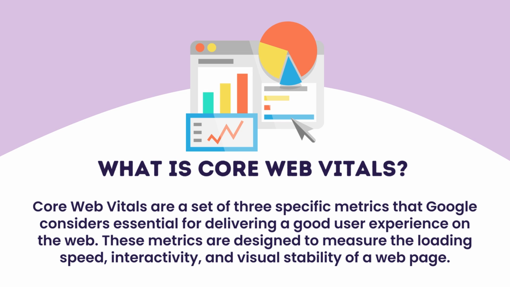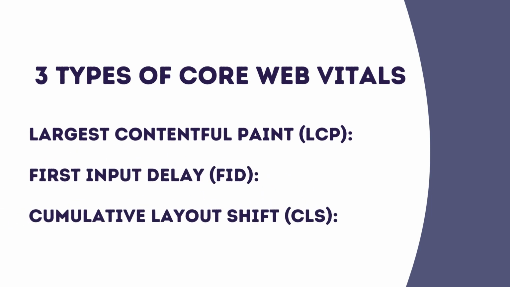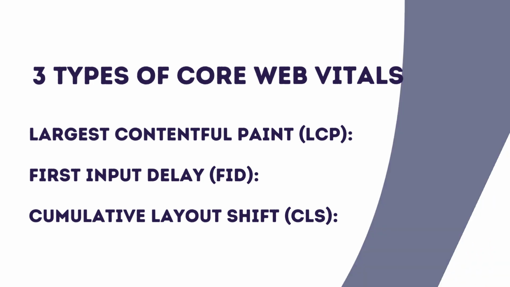Core Web Vitals are a set of 3 specific metrics that Google considers essential for delivering a good user experience on the web. These metrics are designed to measure the loading speed, interactivity, and visual stability of a web page. The 3 Core Web Vitals metrics are: Largest Contentful Paint, also known as LCP; First Input Delay, also known as FID; Cumulative Layout Shift, also known as CLS.